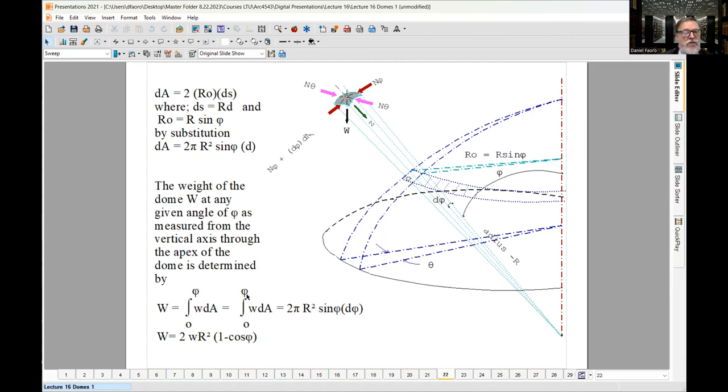Continuing that summation formula, the next step, W = dA, 2πR² sine φ dφ. We can leave the integral sign out because this is a geometrically defined shape. We can calculate that value. We don't need integration. And capital W is our total load or total weight, 2πWR² times (1 minus cosine φ).